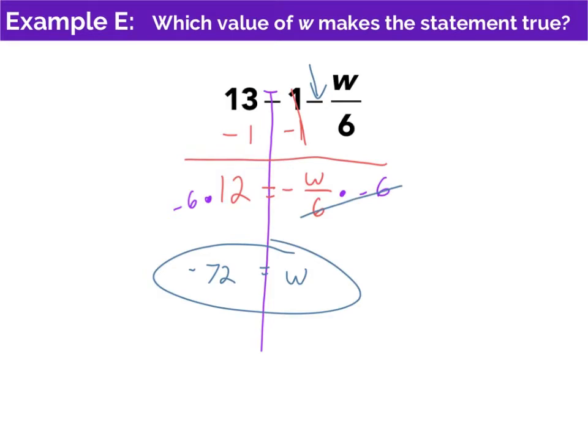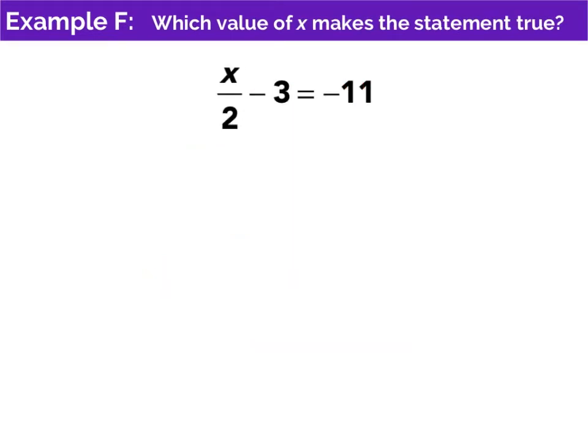Now let's look at example F. Here we are at example F, and it says x divided by 2 minus 3 equals negative 11. So again, we're going to be drawing our line down from our equal sign. We've got to figure out which one is our constant, which one is our coefficient. Since 2 is dividing the x, that's going to be our coefficient. So that leaves our constant as negative 3.